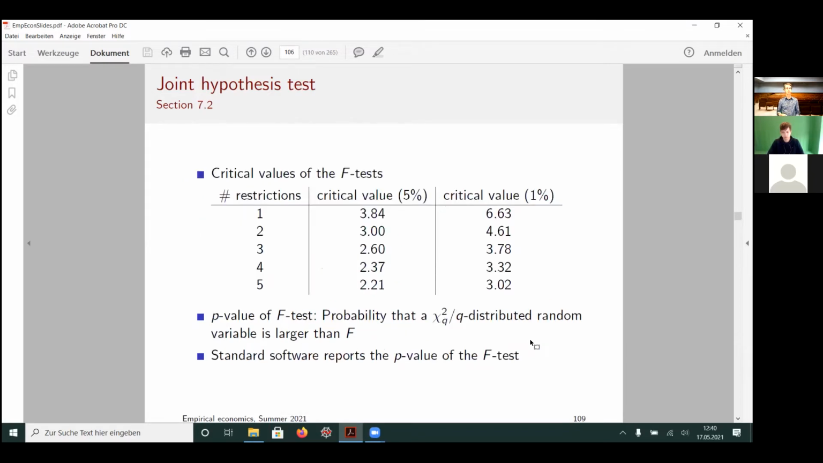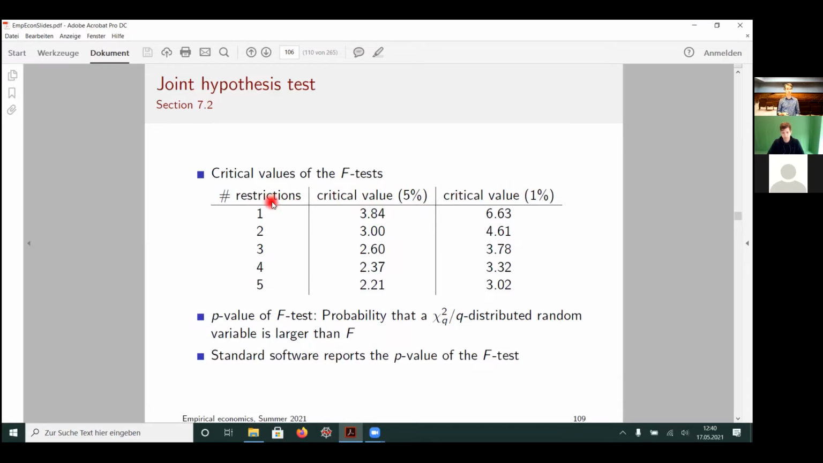And then we can derive, compute the critical values for the f-test. The critical values depend, of course, on the significance level. So usually we use 5%. Sometimes we use 1%, but you could choose any significance level, of course.